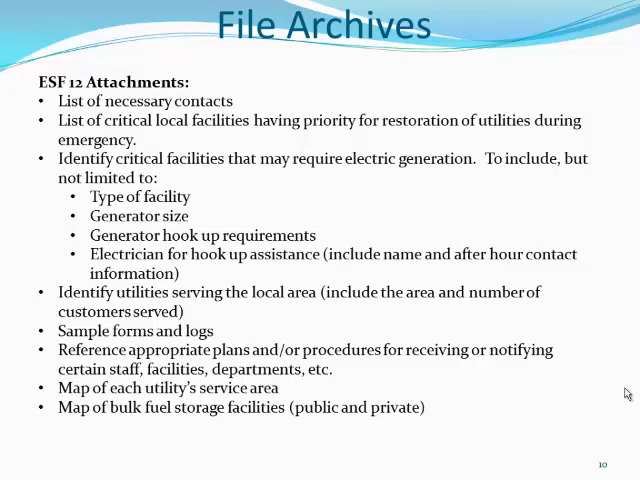Okay, so that goes through most of the planning standards as far as what information needs to be included in there. As you can see, there's not a ton of information that needs to be included in order to fill that. So since it's less information, you can be really specific about it, hopefully, and get some really good information in there. Here we have a list of stuff that needs to be attached to the file archives. You'll need information about contacts as far as who are you going to contact for ESF 12 related issues. You'll need a list of critical local facilities having priority restoration.